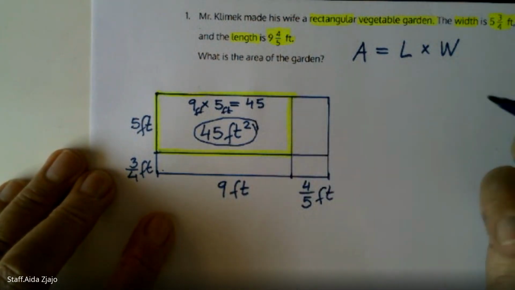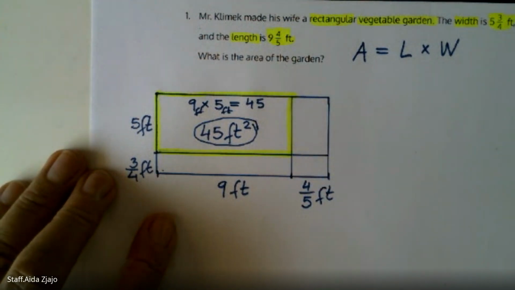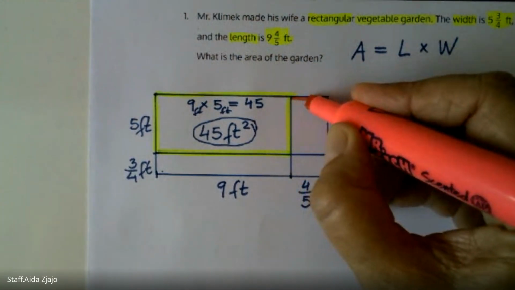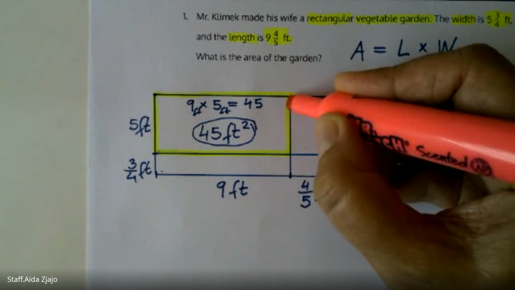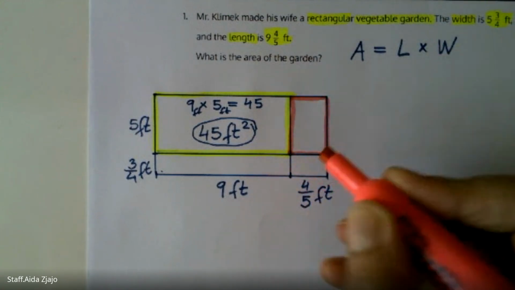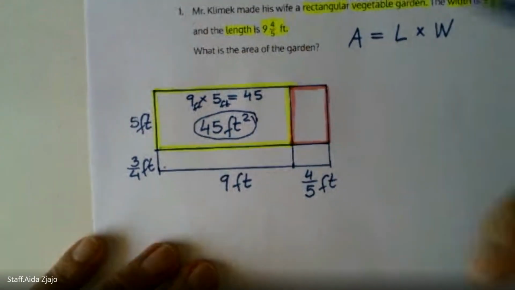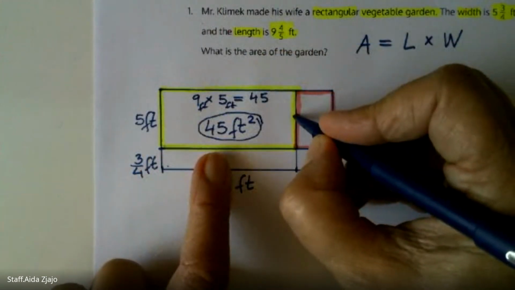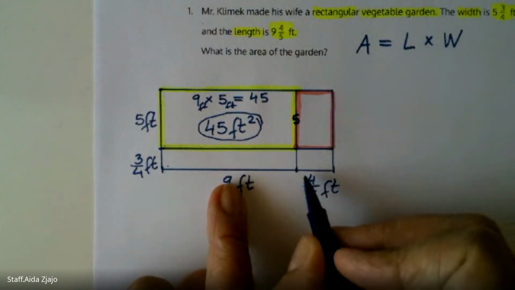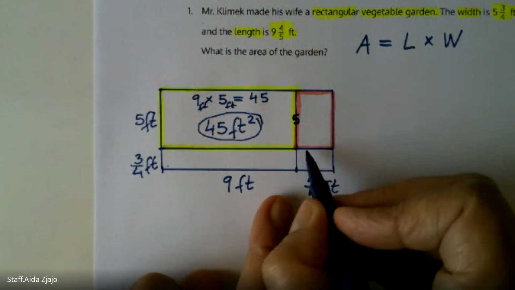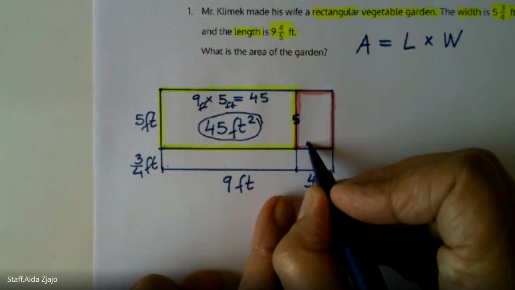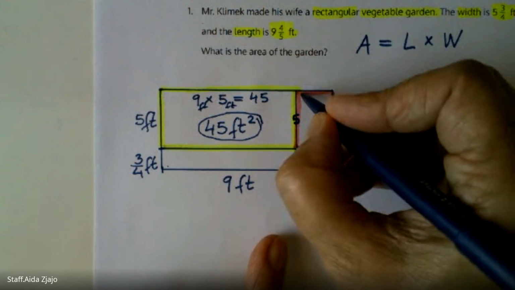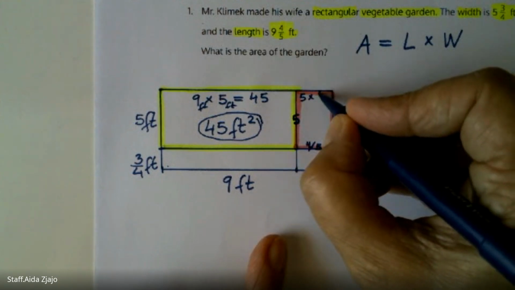Now I'm going to do this area right here, and I'm going to use my pink. I need to find the dimensions. I know that this one is parallel to this, so that is 5 feet. And this one here on the bottom is 4/5 feet, and so is this one here, 4/5. So this area is 5 times 4/5.